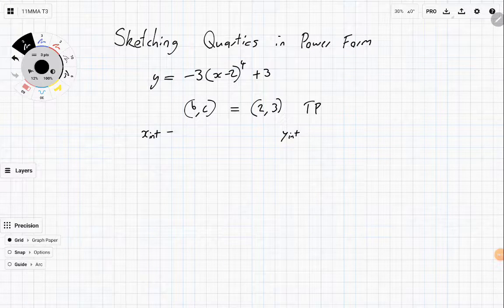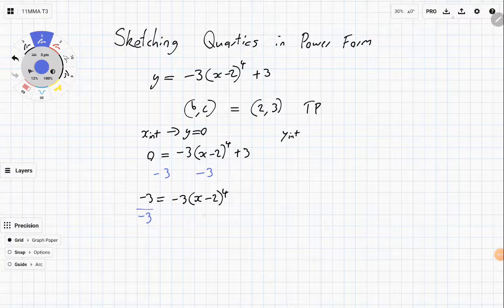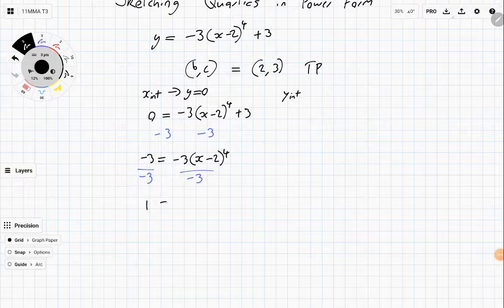So x-intercepts are when y is equal to 0. So 0 is equal to negative 3 (x minus 2) to the 4 plus 3. Subtract 3 from both sides, and we're left with minus 3 is equal to negative 3 (x minus 2) to the 4. Divide both by negative 3. 1 is equal to (x minus 2) to the power of 4.